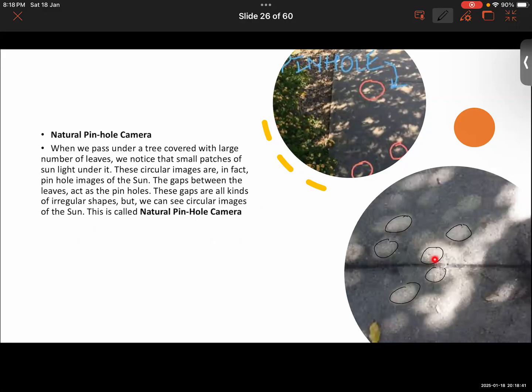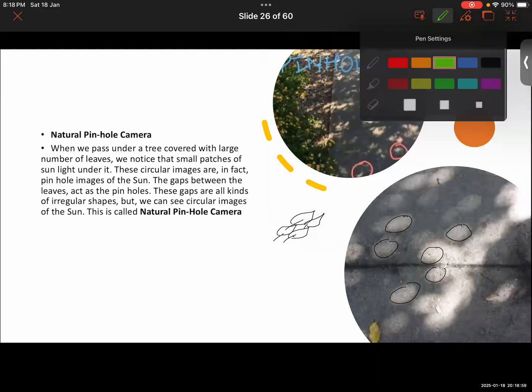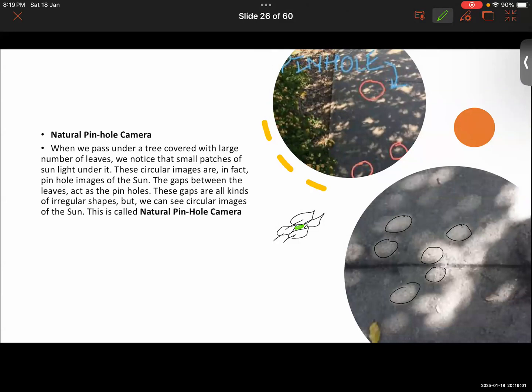So these images look circular, although not perfectly circular. What is happening? The gaps between the leaves of the tree act as pinholes. Like this is a gap, suppose, between the leaves of the tree. From this, the ray of light will pass, fall onto the ground and form the image of the sun. Hope you are getting it so far. Okay, good.